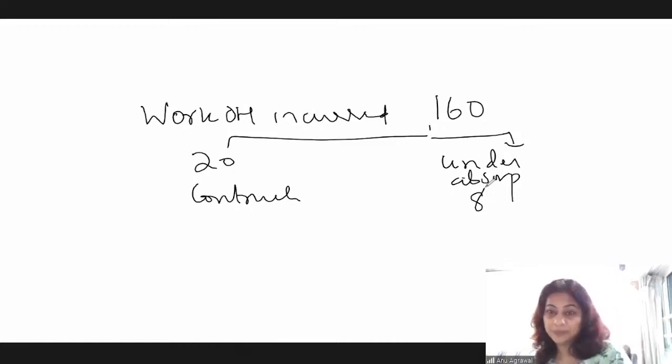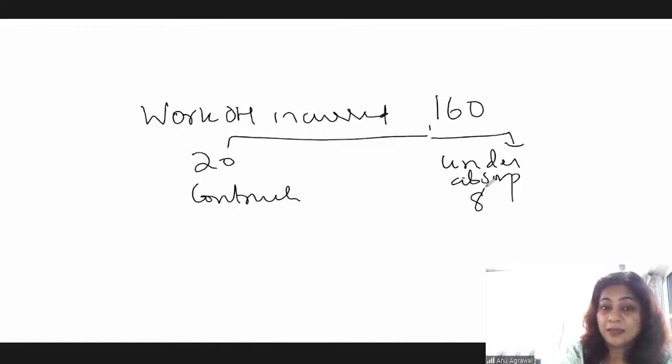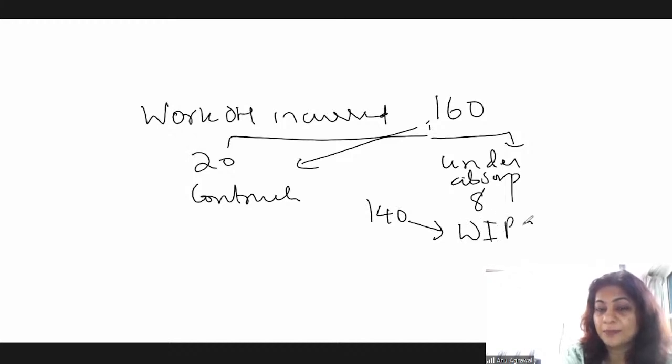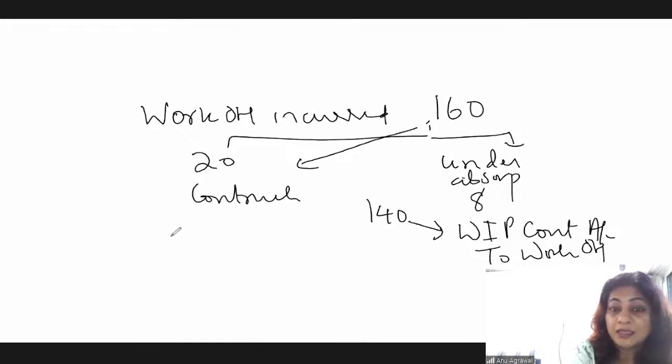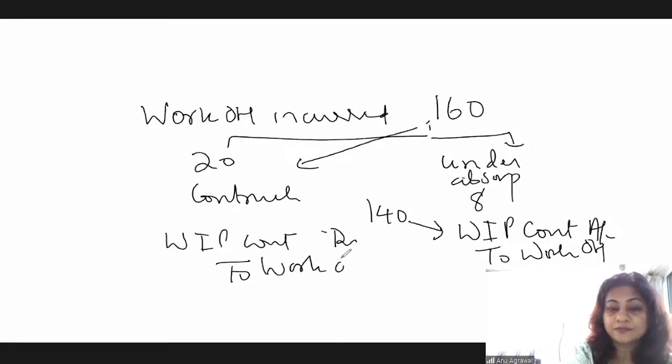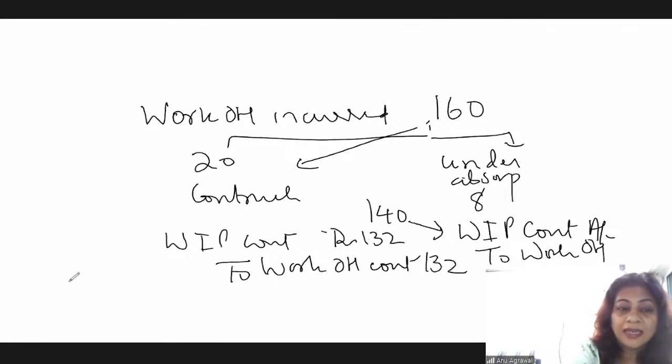Now, what does the word under absorption mean? Technically speaking, out of 160, if 20 goes here, 140 is left. And this whole 140 should be transferred to WIP control account from works overhead. And if the whole 140 doesn't go, then what should be done? WIP control account debit. If 8 is under absorbed, Shreya, then from works overhead control account only 132 is transferred, and 8 would remain as balance, yes or no?